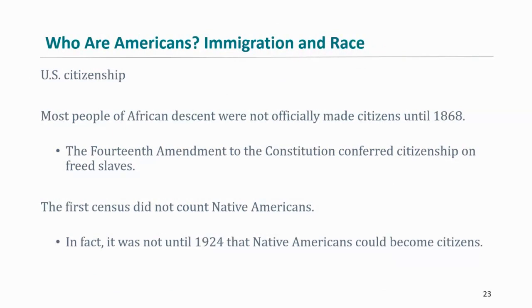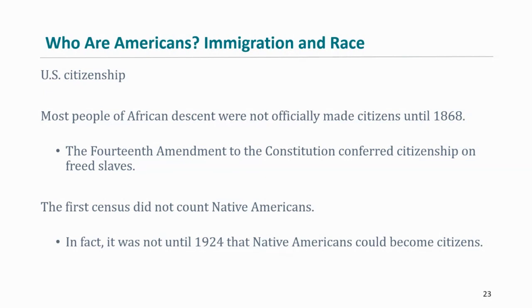So U.S. citizenship. Most people of African descent were not officially made citizens until 1868 with the introduction of the 14th Amendment to the Constitution, which conferred citizenship on the freed slaves. We will talk about the post-Civil War amendments a little bit later when we get to the Civil Rights chapter. We'll talk about the 13th Amendment, which abolishes slavery, the 14th Amendment, which provided citizenship rights to the newly freed slaves, and also provided equal protection for them so they could be fully integrated within society, right?